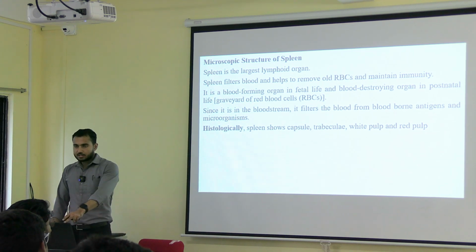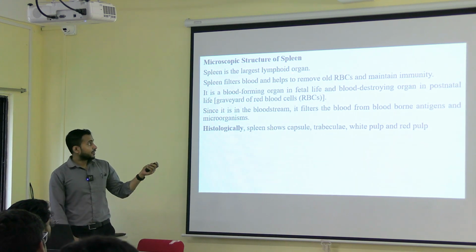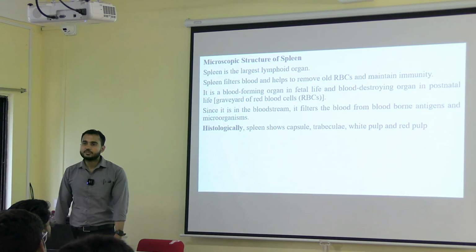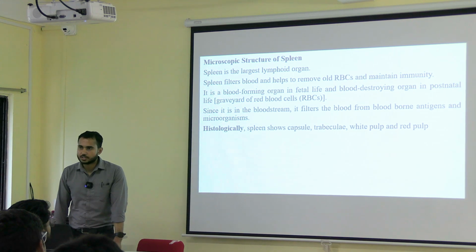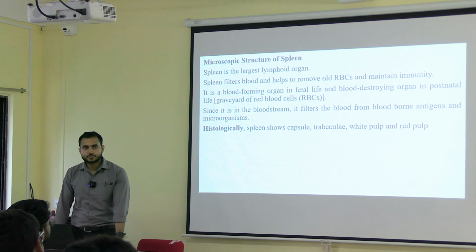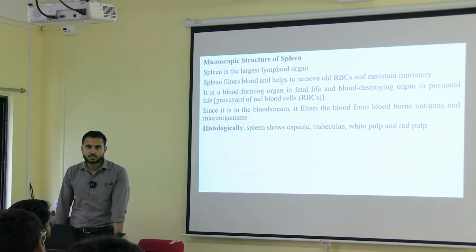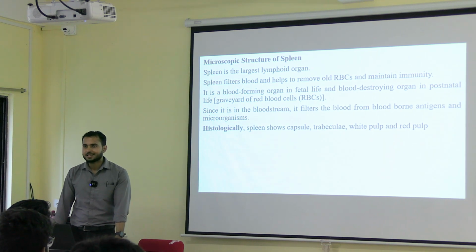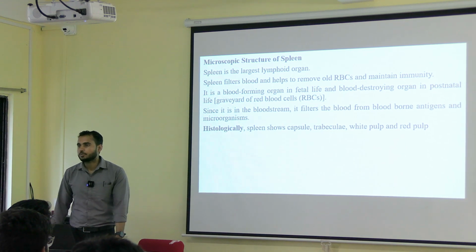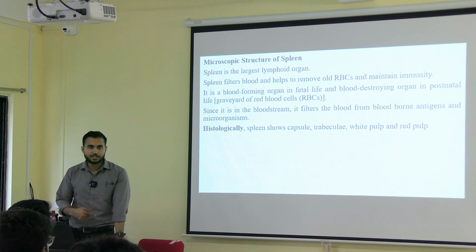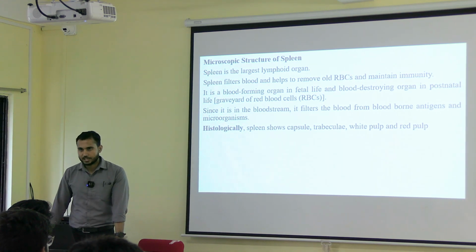So the spleen, as you know, is the largest lymphoid organ. What is its main function? Filtration of the blood. How does it filter the blood? Not like the kidney. Mainly it removes the damaged or old RBCs present in the blood. That is the filtration done by the spleen. Next, during intrauterine life, the spleen acts as a hemopoietic organ. That means formation of blood cells takes place in the spleen during intrauterine life.